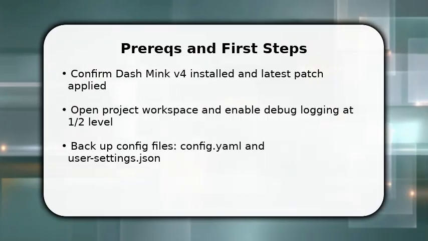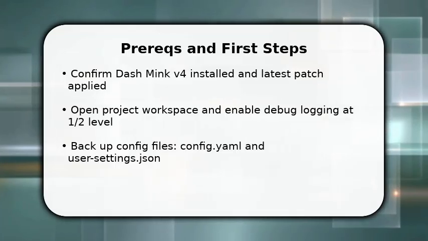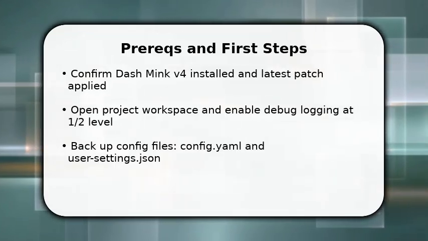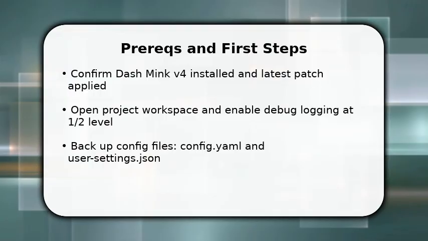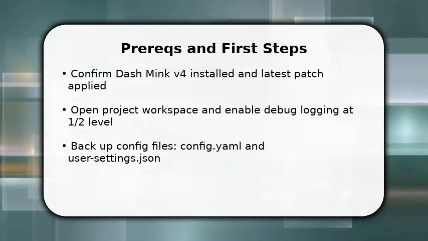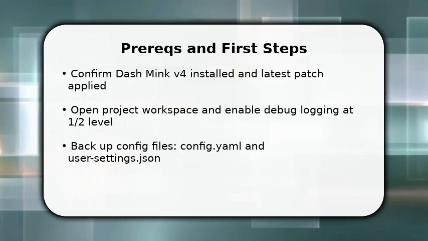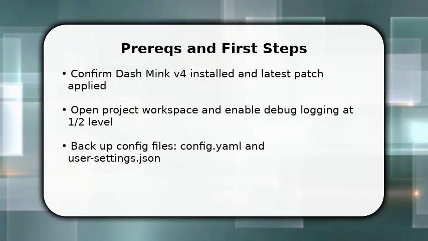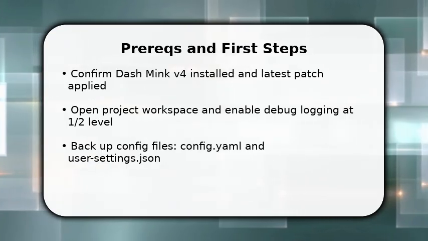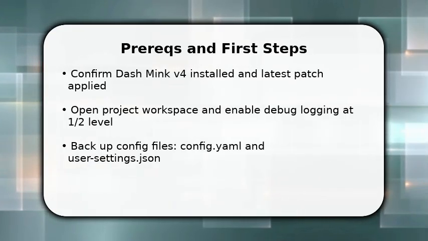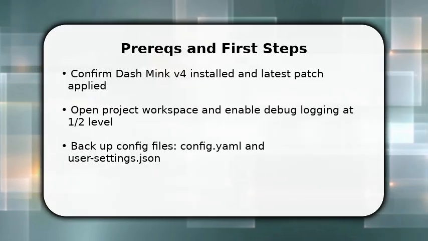You start by confirming Dash Mink V4 is installed and patched. This prevents version-related errors. Once done, open your project workspace and enable debug logging at a half verbosity to capture useful traces. Make sure to back up key config files, config.yaml and user settings.json, so you can revert if a change breaks behavior.